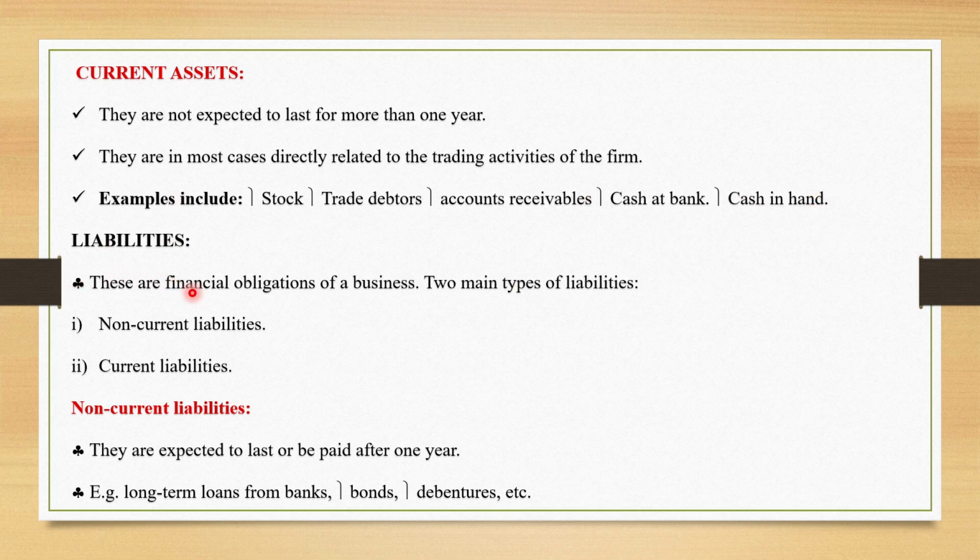Let's go to liabilities. These are financial obligations of the business. It also has two types. We have non-current and current liabilities. Non-current liabilities are expected to be paid after 1 year. We have long-term loans from the banks, which are paid in more than 1 year. We have bonds and debentures.